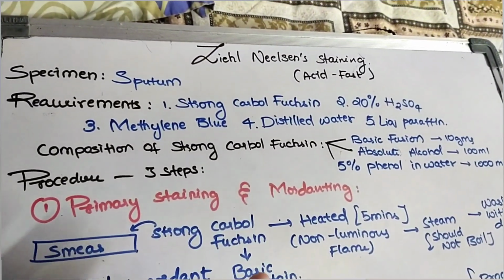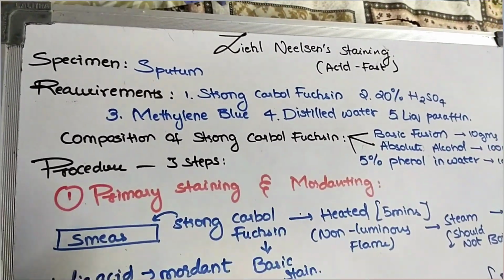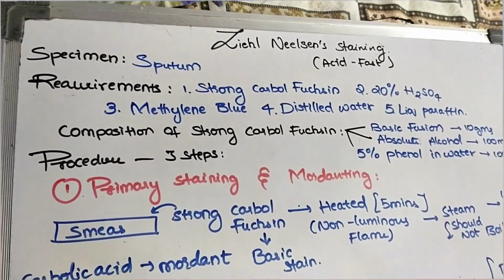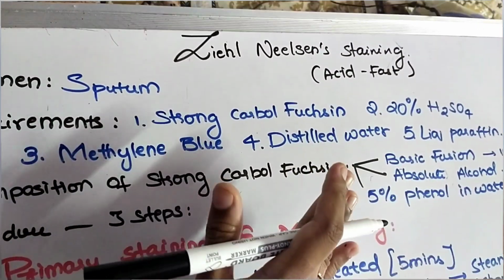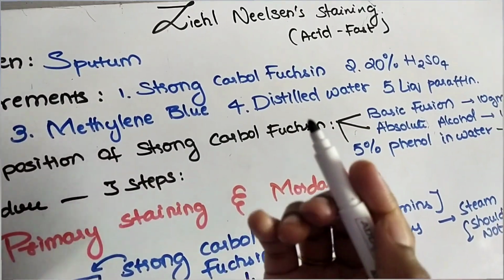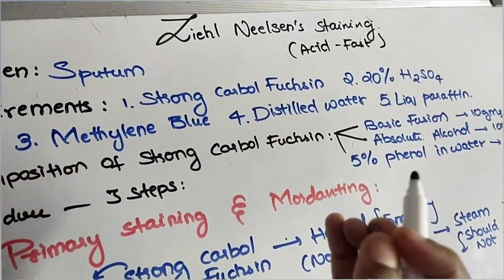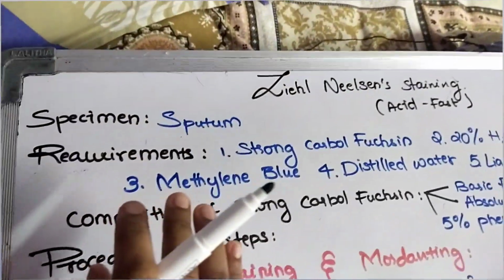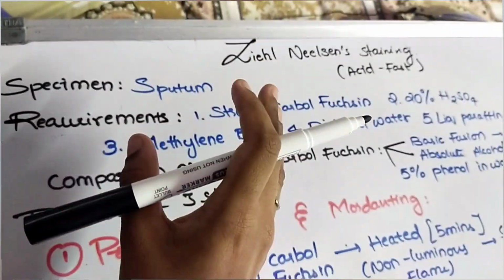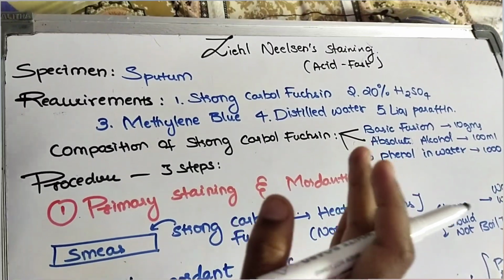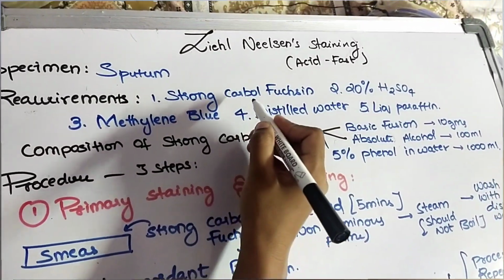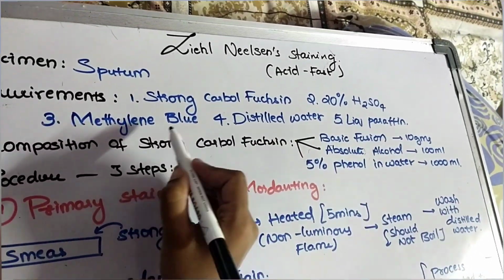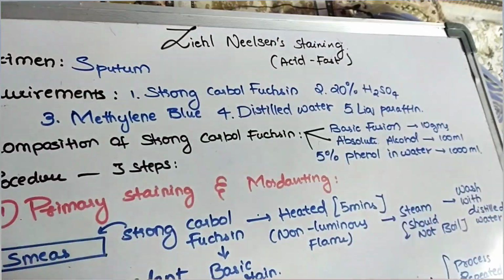Ziehl-Neelsen staining, or acid-fast staining, is mostly done for Mycobacterium species, because this staining is done for organisms which have mycolic acid in their cell wall. The specimen we take for the staining is sputum, and the requirements for acid-fast staining are strong carbol fuchsin, 20% H2SO4, methylene blue, distilled water and liquid paraffin.